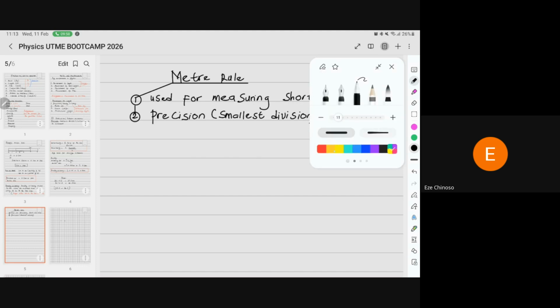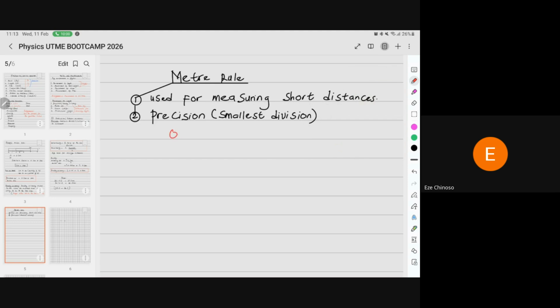I want to use this so that your mind will be there. 0.1 centimeter or 1 millimeter. Does that make sense? So that's the precision. That's for your meter rule. And then let's go over to the reading accuracy now. So reading accuracy.